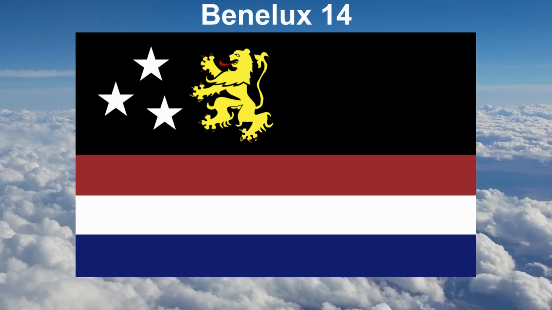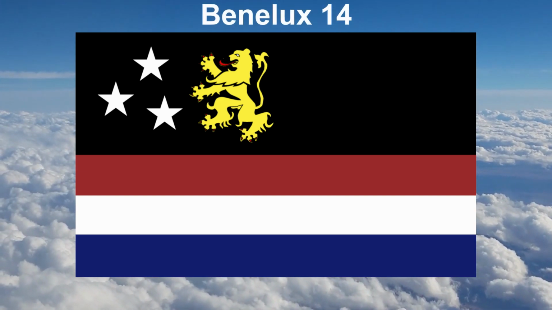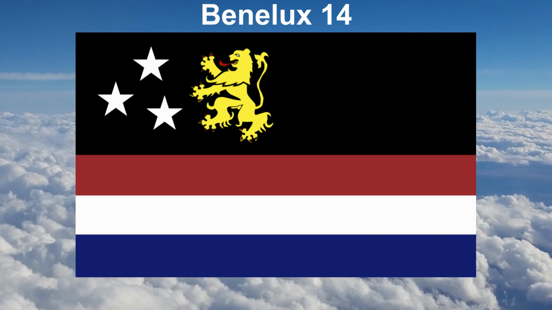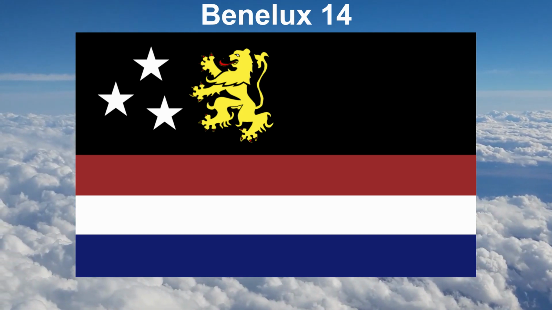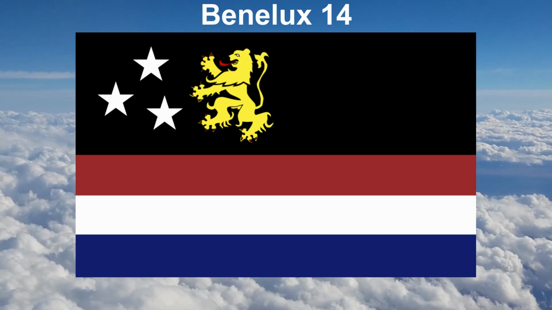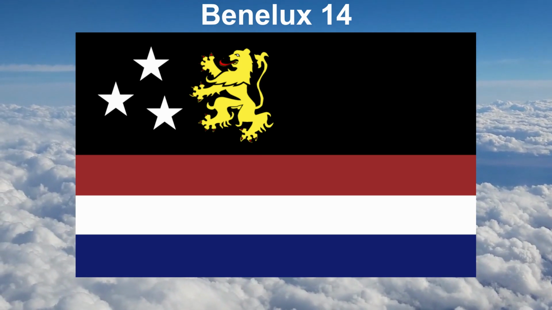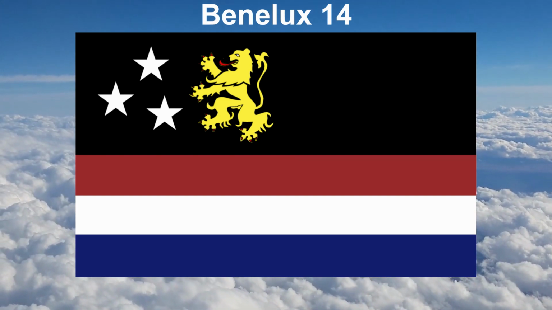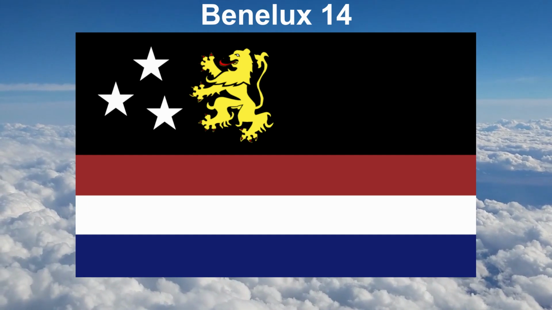Black represents the Belgian part. It's a bit bigger because the creator chose Brussels as the capital. Red represents the Dutch part. Blue represents the Luxembourger part. White represents the peace and unity of these nations. Red, white, and blue together also represent the Netherlands and Luxembourg. The three stars represent the three united countries. The lion represents Benelux.